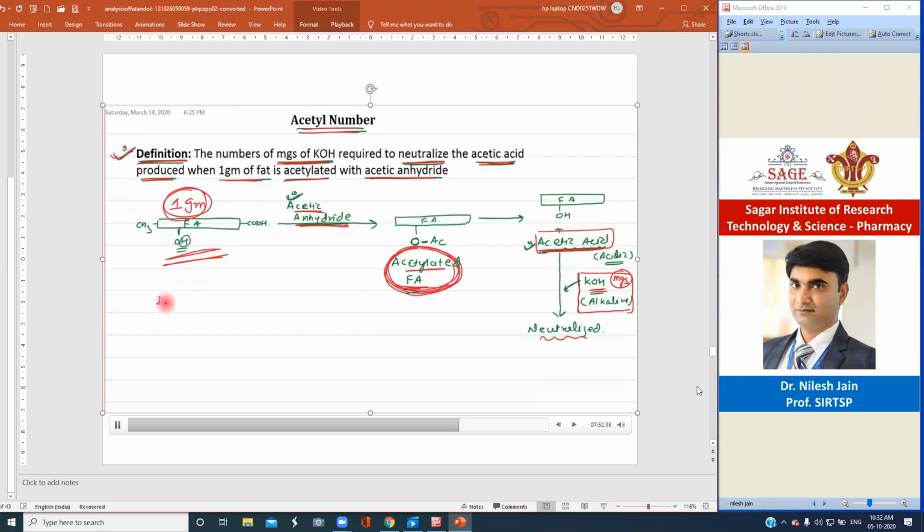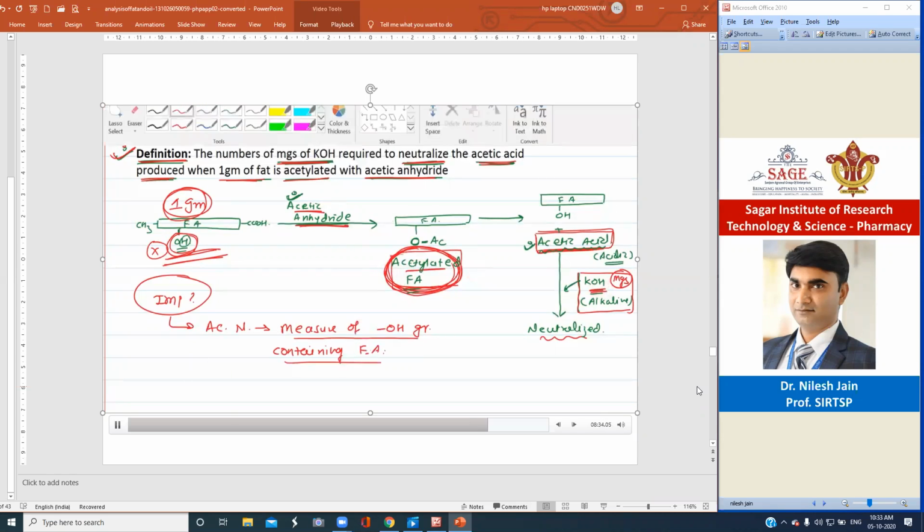Now what is the importance of this acetyl number? It is the measure of the number of OH groups present in a fatty acid. It is the measure of OH group containing fatty acid. Why? Because if this OH group is not there in any fatty acid, then there is no chance of forming the acetylated fatty acid, and then there is no chance of this acetic acid, so no KOH is required. So this is the measure of OH group containing fatty acid. If some fat's acetyl number is higher, that means the quantity of OH group containing fatty acid is higher in that particular oil. So let's look at certain examples.